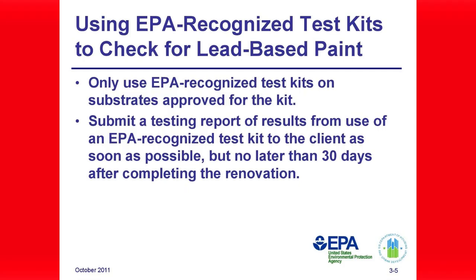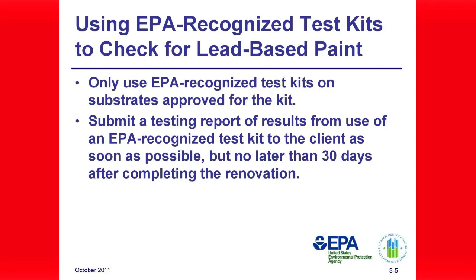Any and all forms that are collected during a renovation where test kits are completed, the full form of all of the renovations should be provided to the client or the homeowner or the property owner no more than 30 days after completing a renovation. If test kits are used, you must use an EPA-recognized test kit. Do not use any test kits that have not been recognized and approved by EPA. Otherwise, that test will be void.